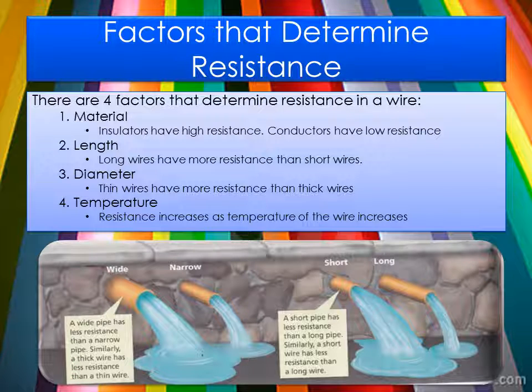All right. And the fourth factor that determines resistance is the temperature of the wire. Resistance increases, or goes up, as the temperature of a wire increases. So the hotter the wire is, the more resistance, or the harder it'll be for charges to flow.